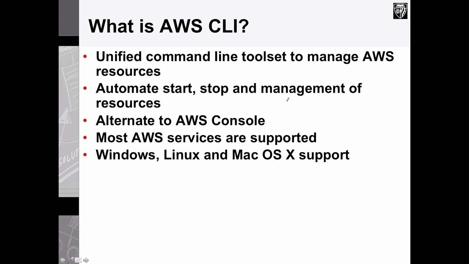So what is AWS CLI? AWS CLI is known as a unified command line tool to manage our AWS resources. All this time we have used the AWS console to create our resources. The AWS CLI is an alternate way of accessing those resources. And the reason we call it unified is all the services are under the primary command AWS. So you would have something like AWS S3, AWS EC2, AWS RDS, and so on and so forth.